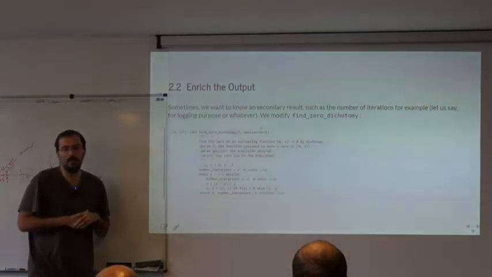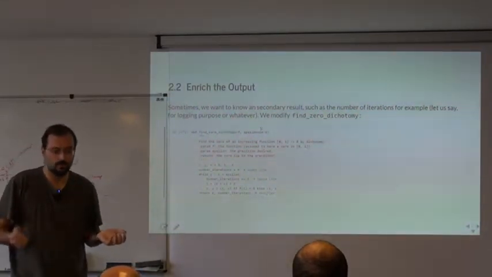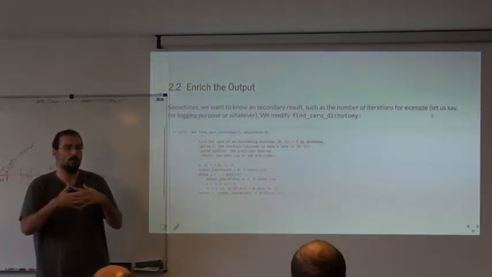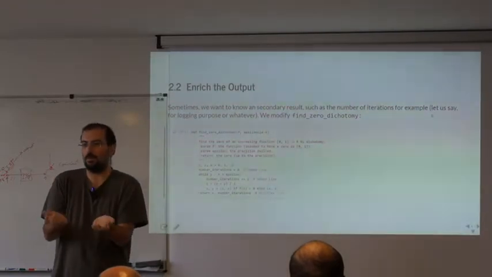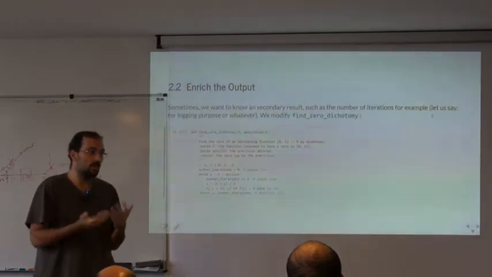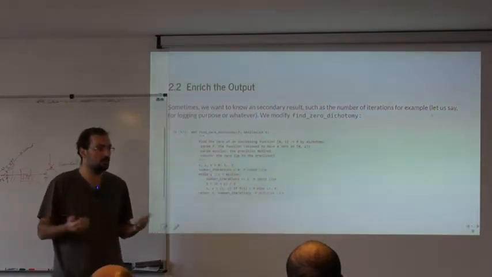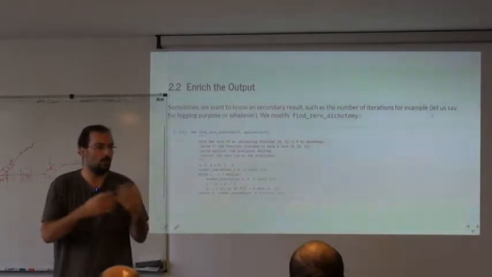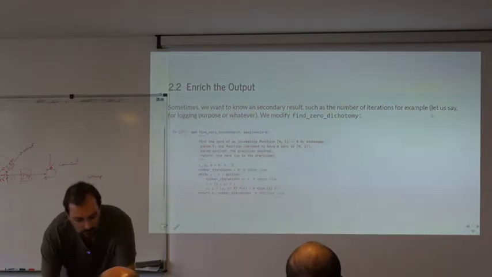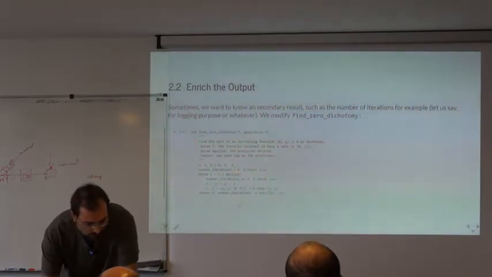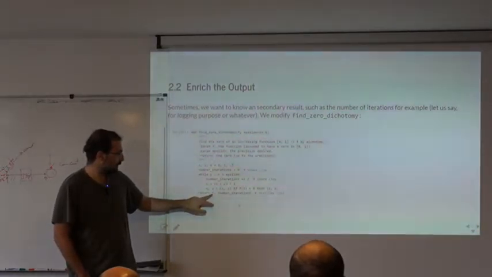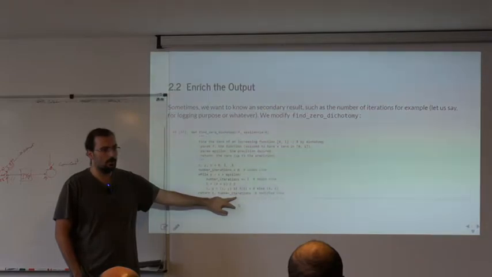The second problem is if I want to enrich the output. When you find the zero of the function, there is a main result which is the value of the zero. But maybe you want something else. For example, the number of iterations that you have used, for diagnosis purposes or whatever. So, if you want to do that with this architecture, instead of returning just the number, you will return a tuple with the number and the number of iterations.